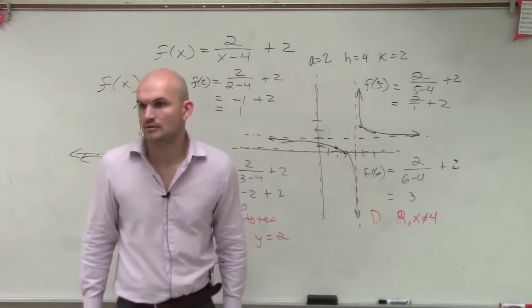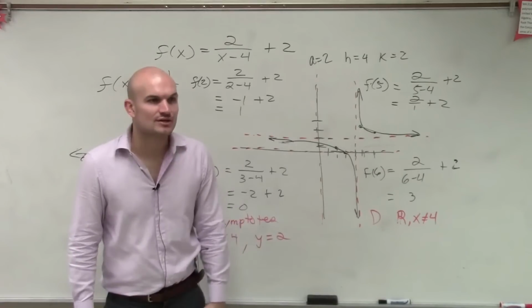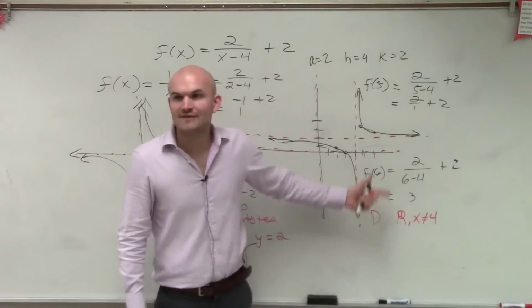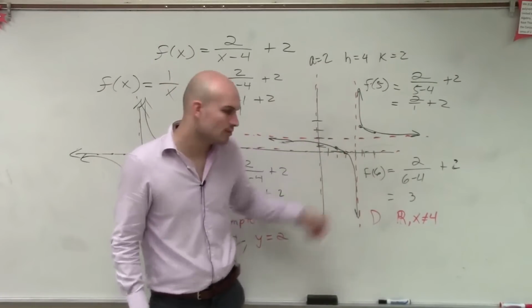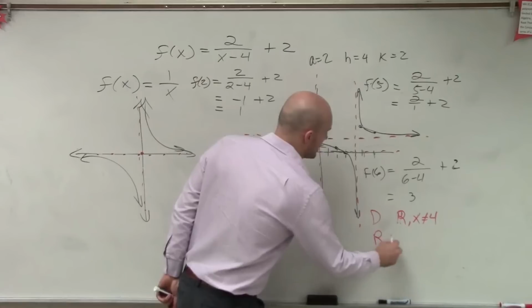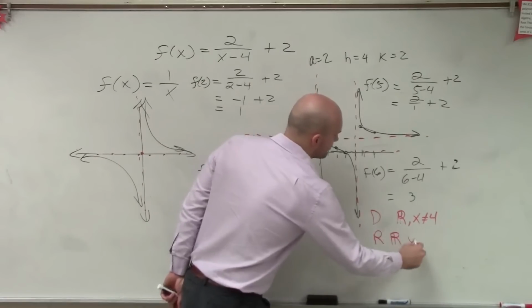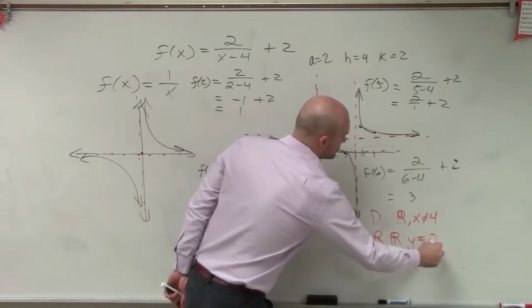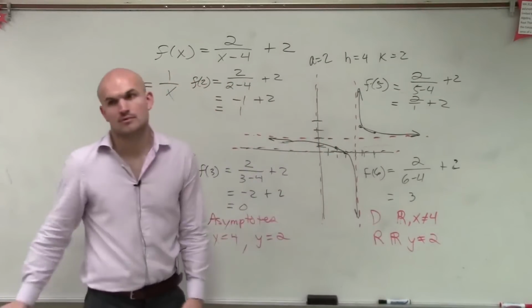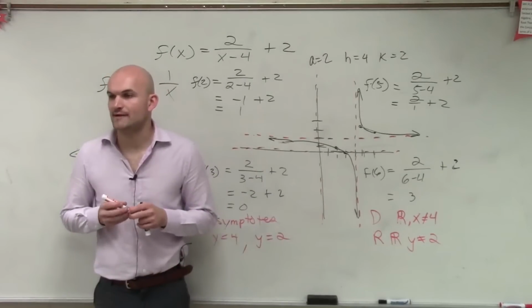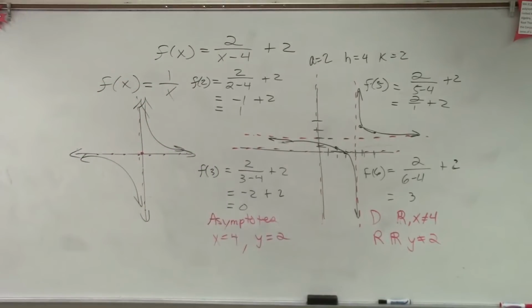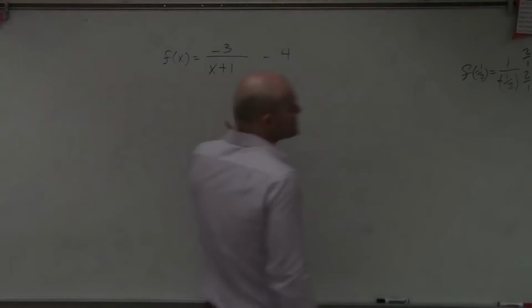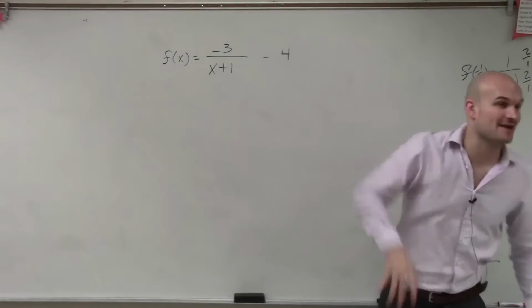OK? Now let's look at the range. The range, we don't have any restrictions on our range except for what value? 2. So our range is going to be all real numbers, except y cannot equal 2. Dimitri, you got that? OK. So all real numbers, you can just write it on. Yes.